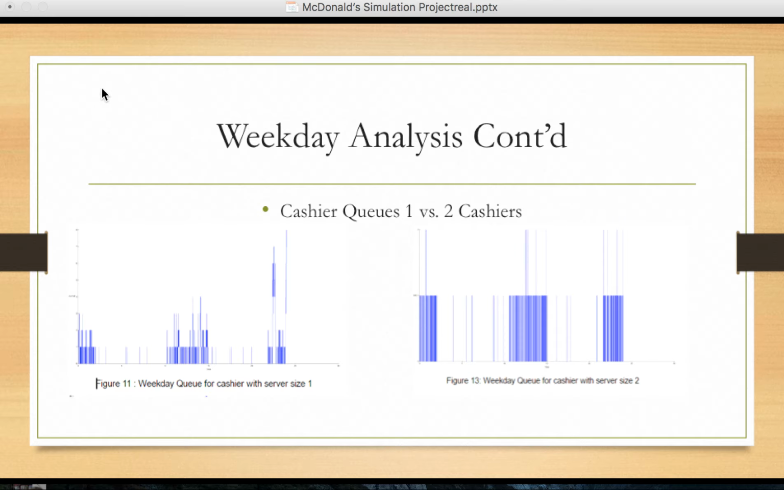From the diagram on the left, you can see the queue size for having 1 cashier. Based on this, we determined that having 1 cashier was not optimal because we had queue sizes greater than 5. On the right, you see the queue size for having 2 cashiers. When we see this, we see that we have queue size less than 5 customers. Therefore, we determined that for the weekday, the optimal allocation for cashiers is 2.